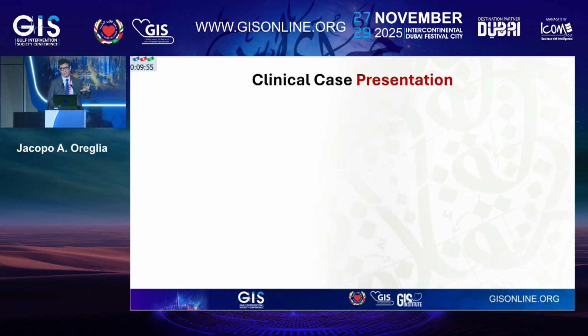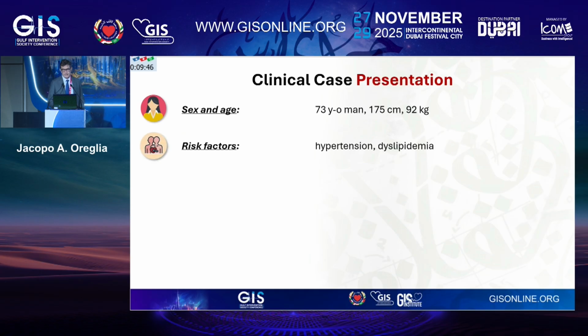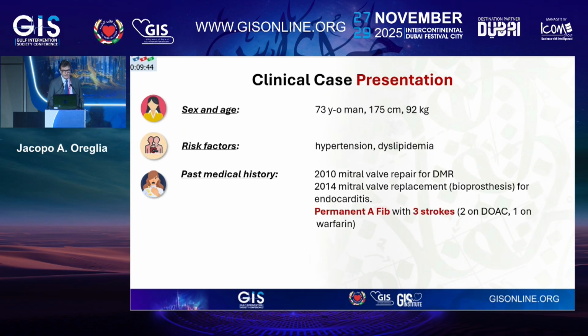And I want to show you a very simple case just to go through the procedure step by step. So this is the clinical case. It's a 73-year-old man who has hypertension and dyslipidemia, and whose past medical history is characterized by two heart surgery interventions, a mitral valve repair, and then a mitral valve replacement with a bioprosthesis for endocarditis. He has permanent AFib with 3 strokes.